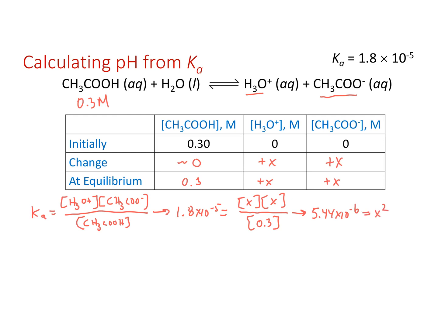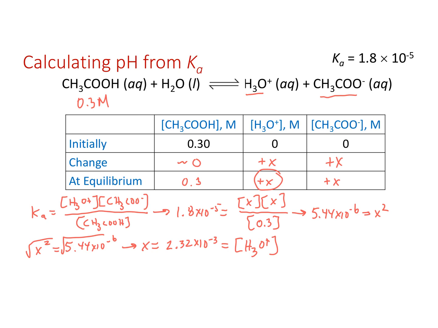Well, now we just take the square root of both sides, right? So I've got X squared equals 5.44 times 10 to the minus 6. I'm going to take the square root of both sides to see that X equals 2.32 times 10 to the minus 3. What is X? People always get lost at this step because you do so much math, you forget where and how and why you started the problem. Well, X is my concentration of hydronium, right? That's what I need to determine the pH of the solution.